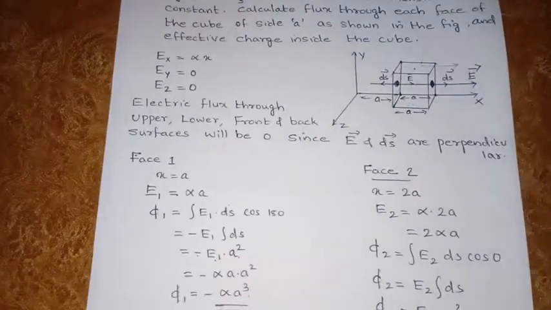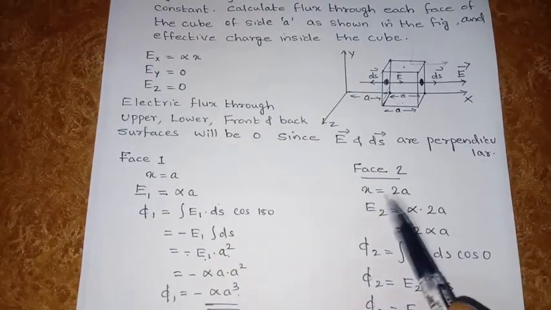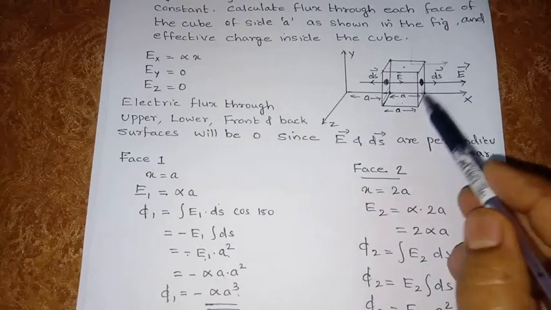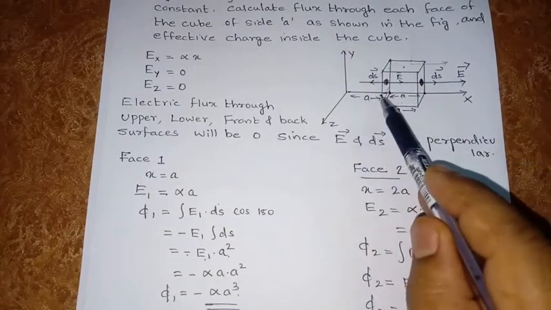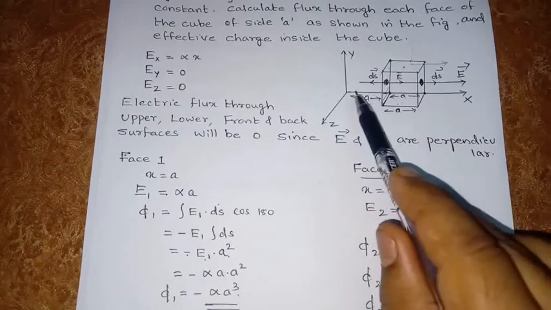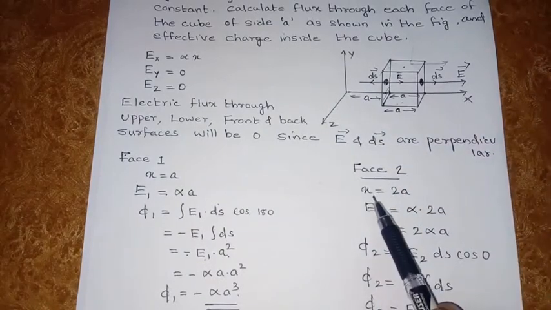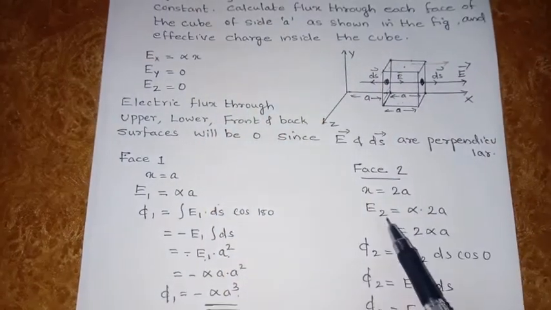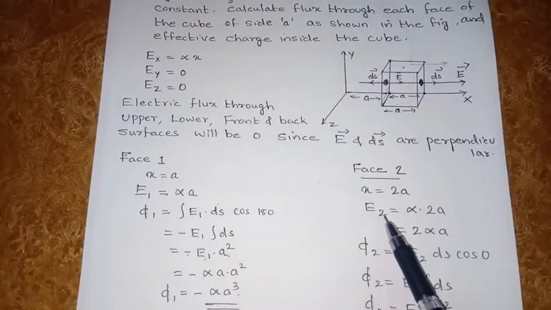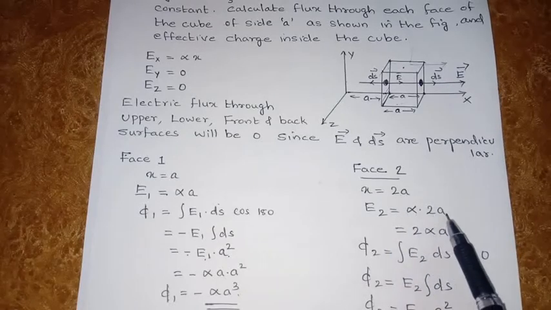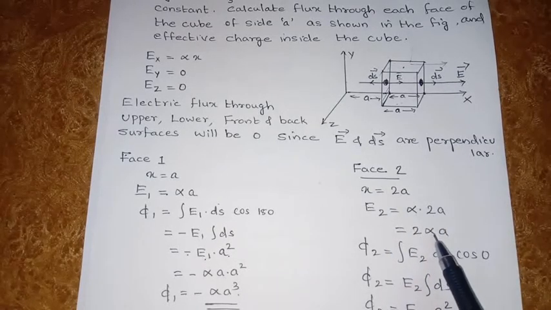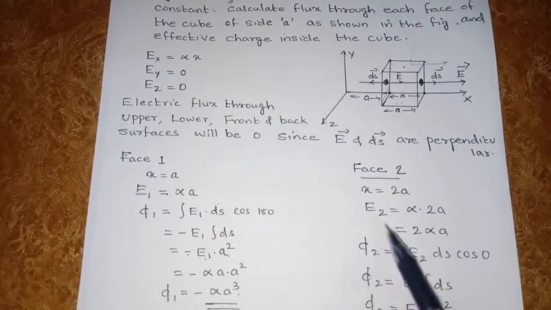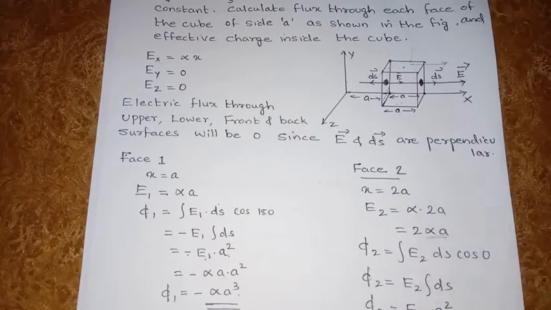Now let us consider face 2. Here x is equal to 2A. I told you that face 2 is at a distance A plus A, that is 2A, from the origin. Therefore x is equal to 2A. E is equal to alpha into x. Therefore E2, the electric field at the second surface, is equal to alpha into 2A, that means 2 alpha A. This is the electric field on the second surface.